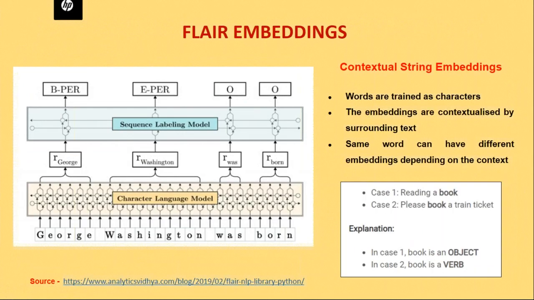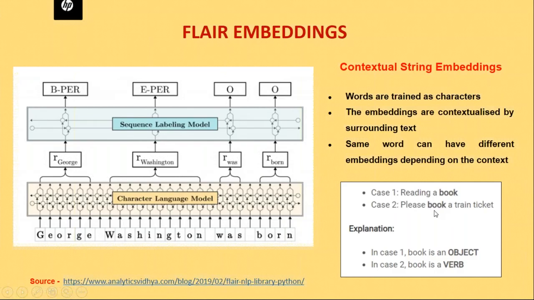So coming to FLAIR embeddings, as I discussed before, it was GloVe. GloVe is a static word embedding. That means irrespective of the context in which a word is being spoken, you'll be getting the same word embedding. But in contextual string embeddings, the meaning as well as the context of each and every word is taken care of. Suppose here you can see these two sentences: reading a book, please book a train ticket. In the first sentence, the word book is a noun, and in the second sentence, the word book is a verb. So based on the context, the meaning of book is changing in these two sentences.